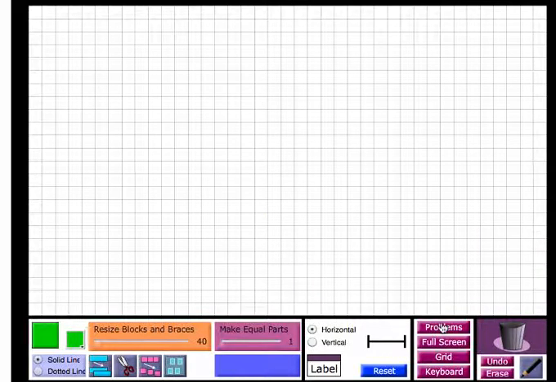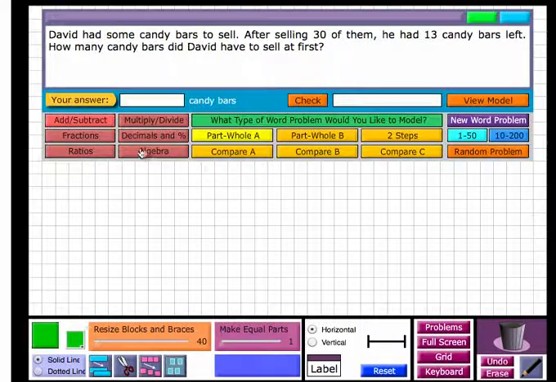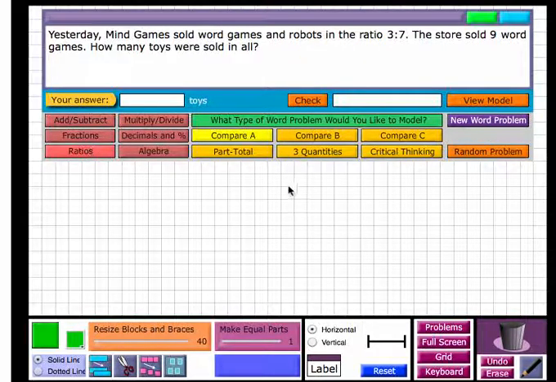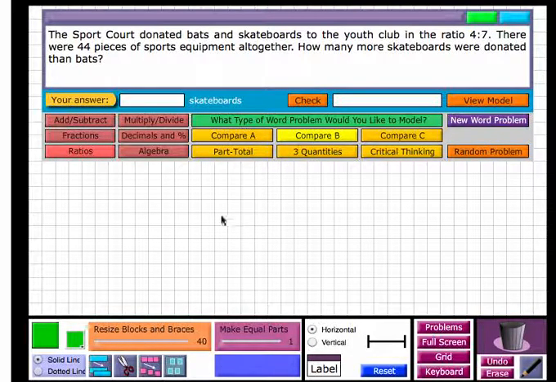Okay. Now I'm going to go back to ratios. Let me do a compare B problem. The sport court donated bats and skateboards to the youth club in the ratio of 4:7. There were 44 pieces of sports equipment altogether. And then the question is, how many more skateboards were donated than bats?